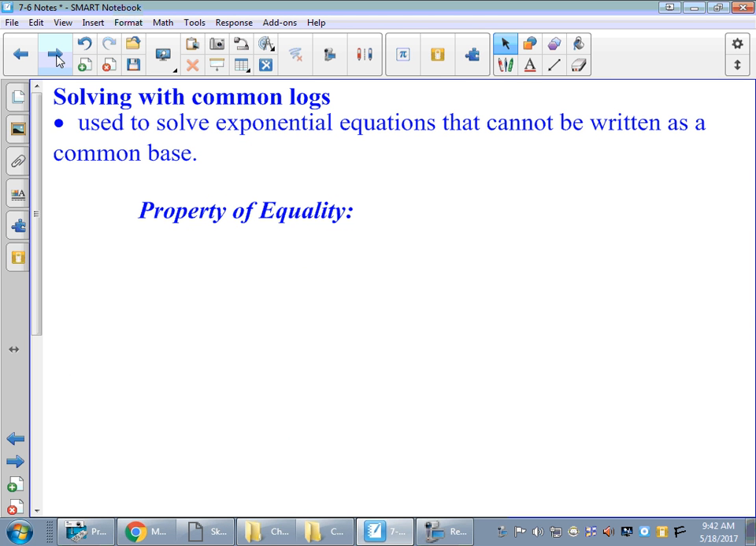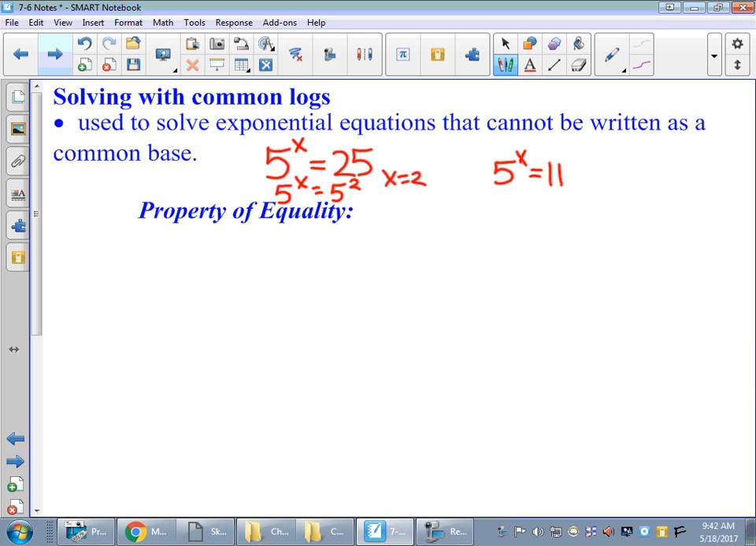Okay, the next thing we have to do is solve equations using common logs, and it's actually really easy to do. These are used when you can't write it as a common base. Let me give you an example. Up to this point, when we had to solve an exponential equation where the variable is in the exponent spot, we could simply rewrite the bases so that they matched. In this particular case, I'd say 5 to the x is equal to 5 squared, therefore x is equal to 2. But what would you do with 5 to the x equals 11? You can't write 11 as a power of 5. You can't write 5 as a power of 11.